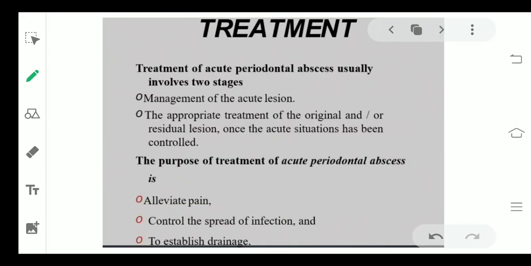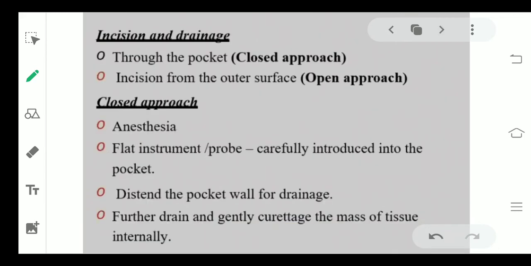Coming to the treatment, which is the last part of the topic. The treatment of acute periodontal abscess is basically you have to alleviate the pain, then you have to control the spread of the infection further, and you have to do the drainage. Now how can you do the drainage? You can do the drainage by two processes, either by a closed approach or an open approach.